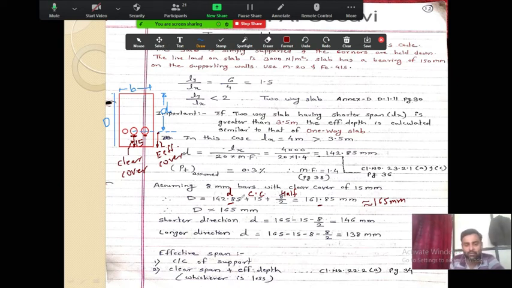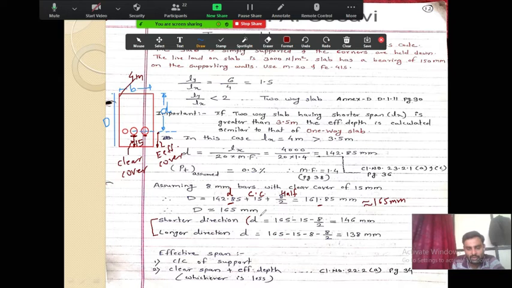Now this is our two-way slab. So in the case of a two-way slab, we calculate the effective depth in both directions, in the shorter direction and in the longer direction. That means where there is the shorter span, this 4 meters is your shorter span, and this one which goes behind, that will be your 6 meters. So we need to calculate what is the depth in the shorter direction and what is the depth in the longer direction.